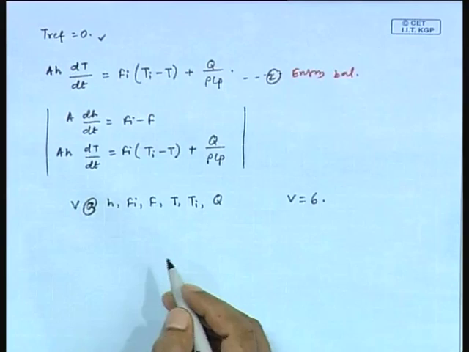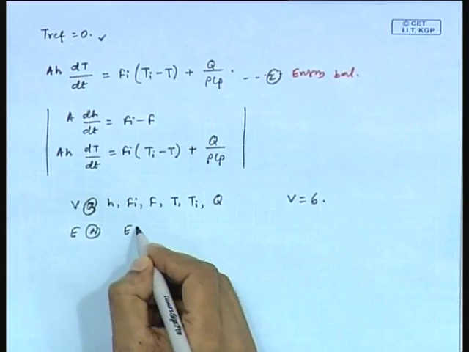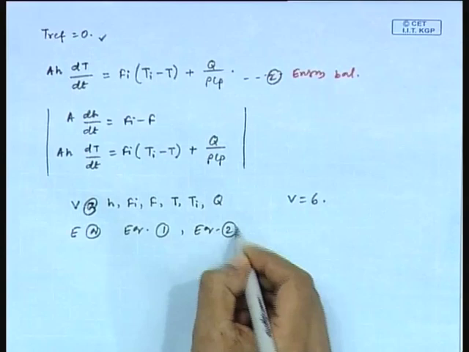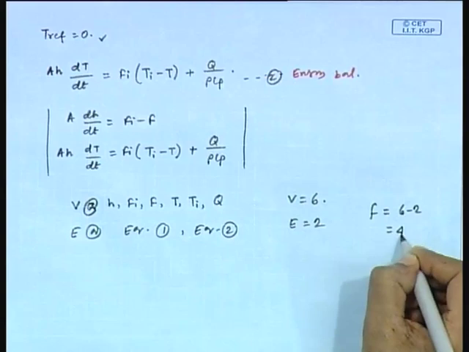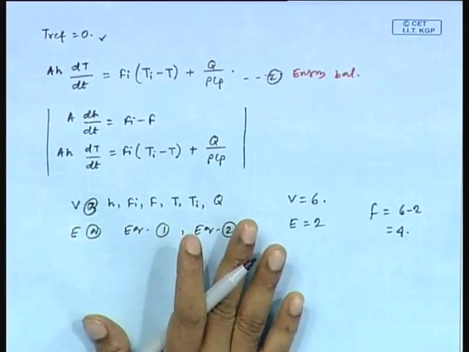Then how many equations are involved there? One is equation 1 and another one is equation 2. So we can write E equals 2. So what is F? 6 minus 2, that is equal to 4. So the degrees of freedom for the example system is 4.